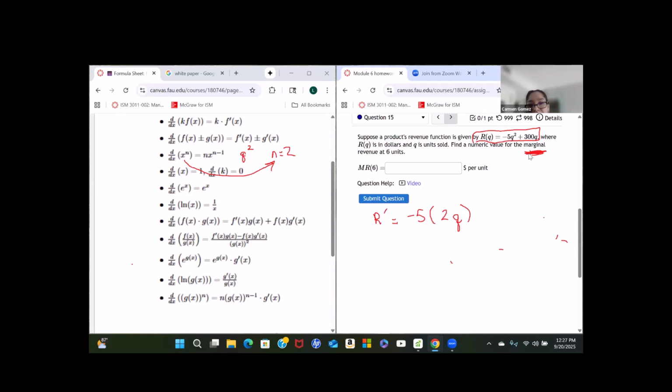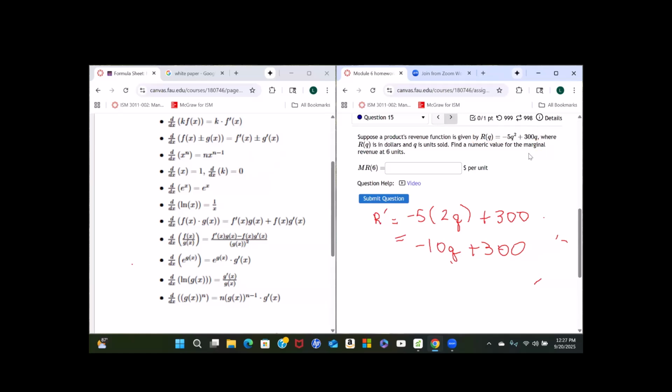Yes, perfect. And then what's the rest of the derivative? 300. Perfect, because the derivative of Q is 1, right? Perfect. Hold on one sec. Let's clean this up a little. This equals -10Q plus 300. Good. We found the derivative.